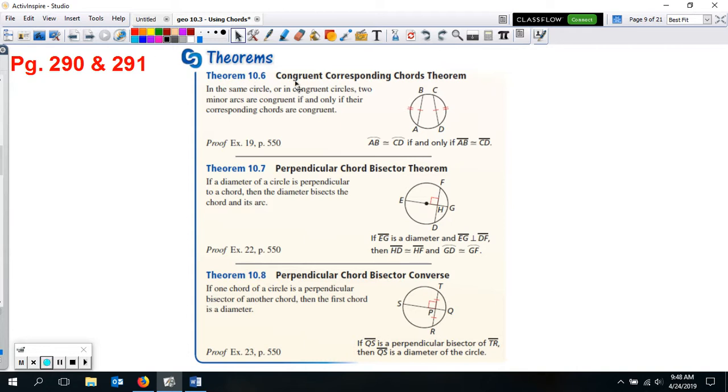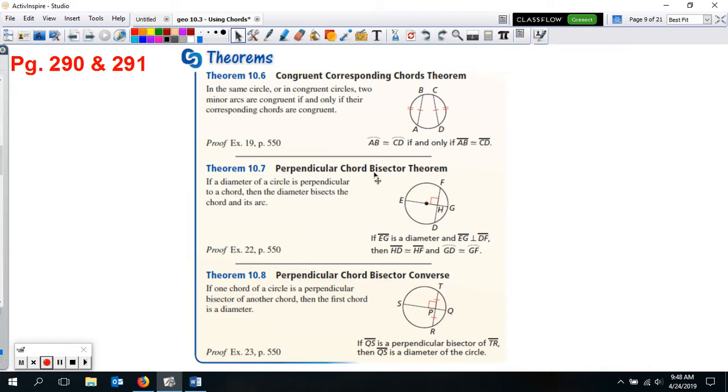So our 10.6 theorem, congruent corresponding chords theorem. What this is saying is that in the same circle or in congruent circles, so there could be two circles that are told to us or shown to us that they're congruent, and it could work there too. So two minor arcs are congruent if and only if their corresponding chords are congruent. So if you have two chords here and those chords are congruent, then the corresponding minor arcs are also congruent.